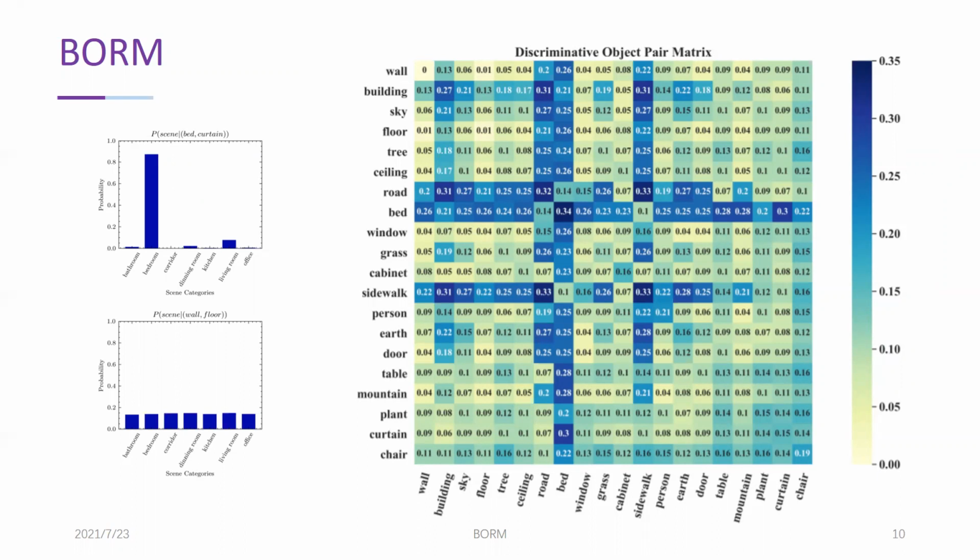We define the standard deviation of posterior probability as the Bayesian relation value to describe the relation of object pairs to the scene. The right figure shows the Bayesian object relation matrix of the first 20 objects in the ADE20K. The value in the matrix represents the standard deviation of posterior probability across different scene categories.